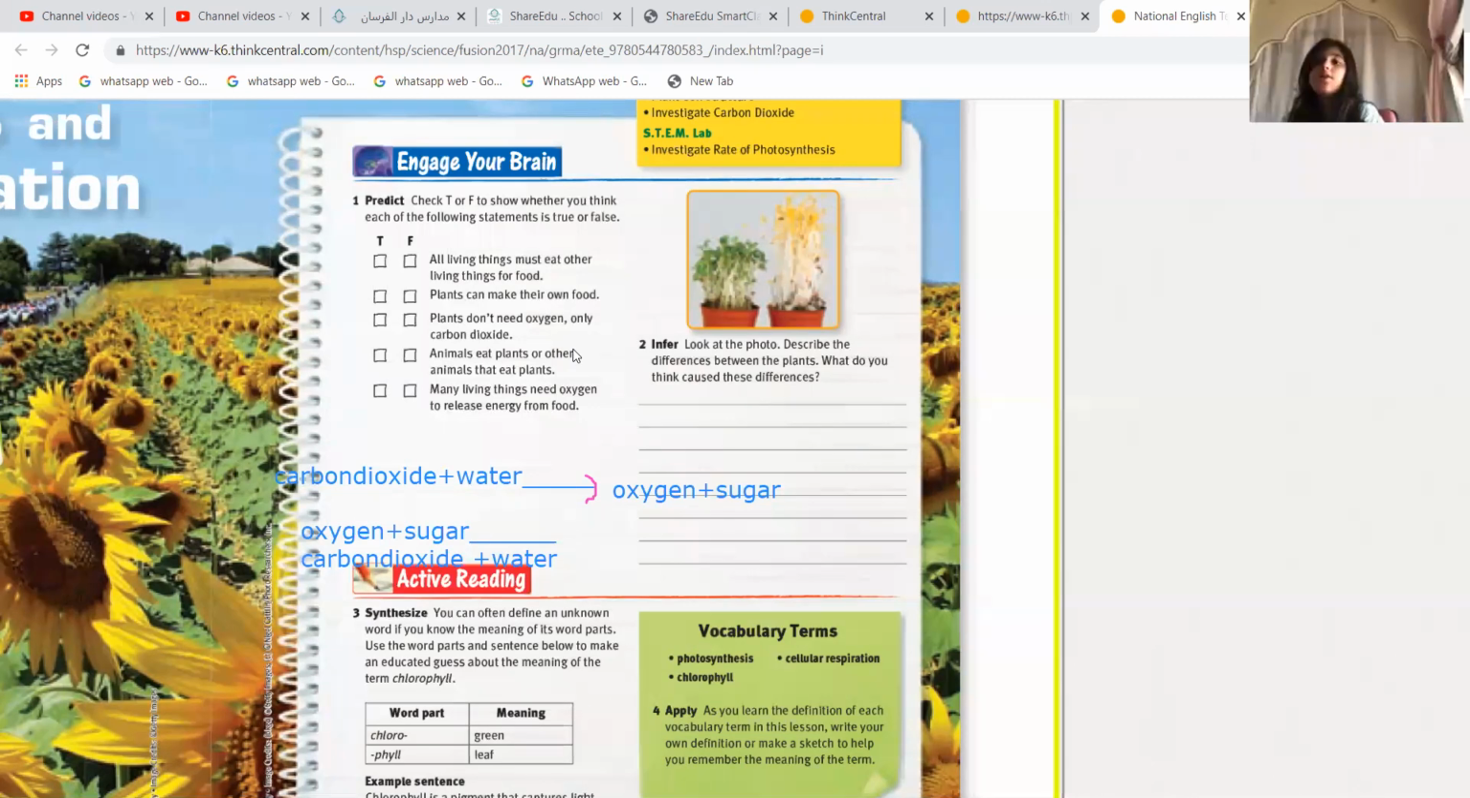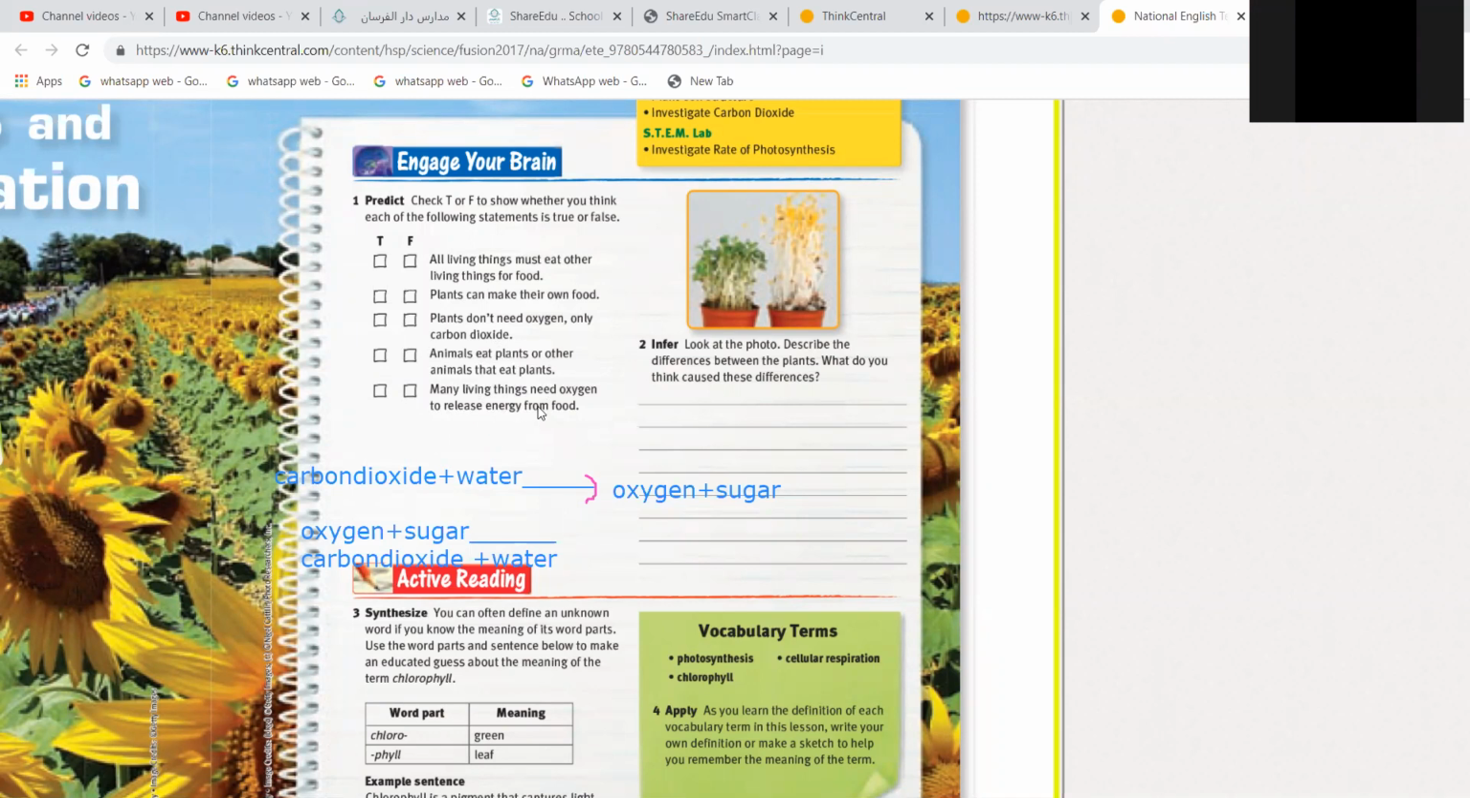But Miss, the other one: animals eat plants or other animals. A rabbit eats plants, right? The rabbit eats a carrot. And other animals, they also eat animals. Animals eat plants and they also eat animals. So that's true. The second last is true.